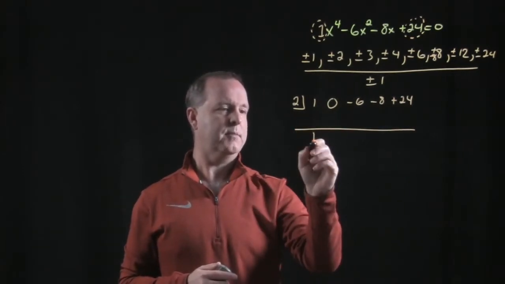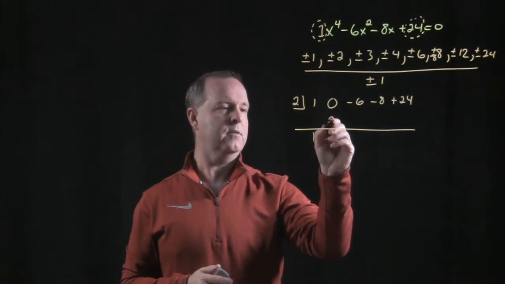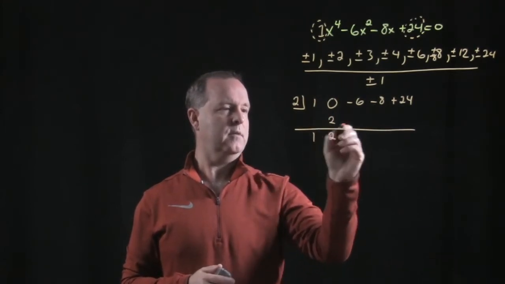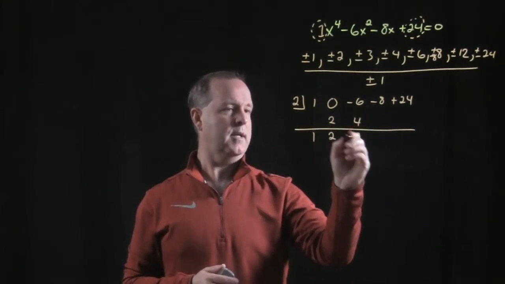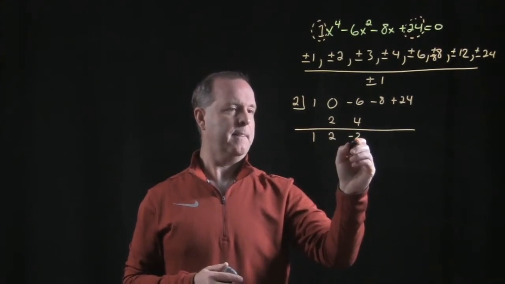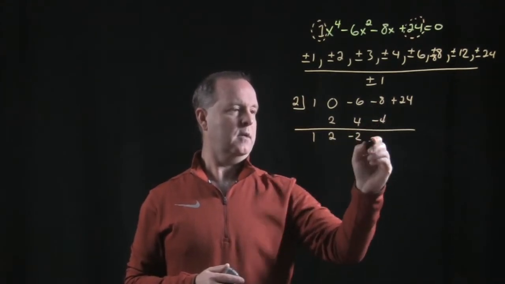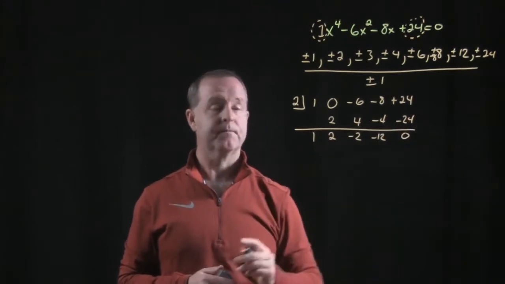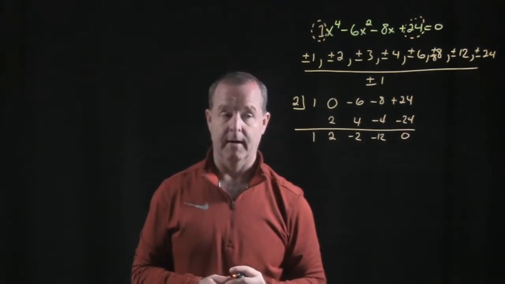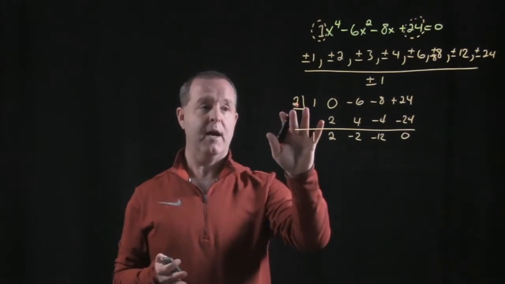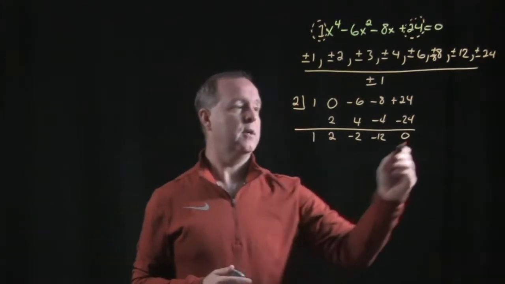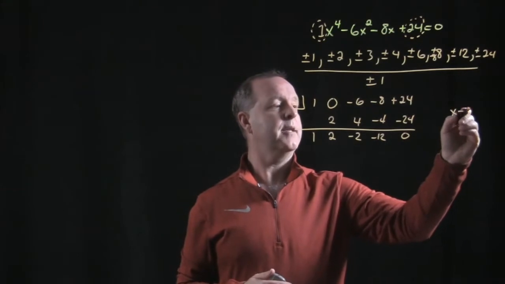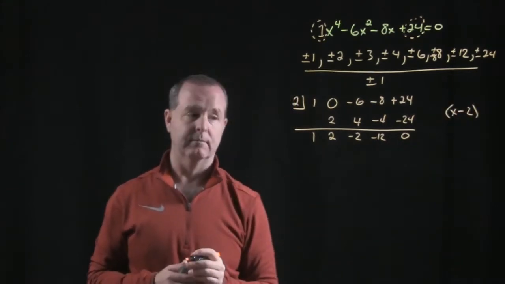1 drops. 2 times 1 is a 2, makes it a 2. 4. Negative 2, negative 4, negative 12, negative 24, and it produces a 0 right there. So I found out that 2 is a solution, which means that x minus 2 is a factor.